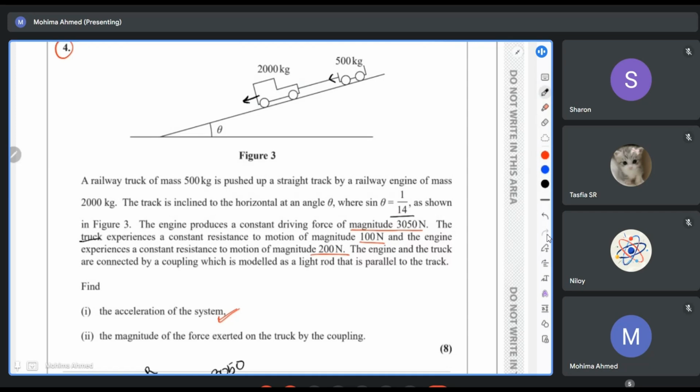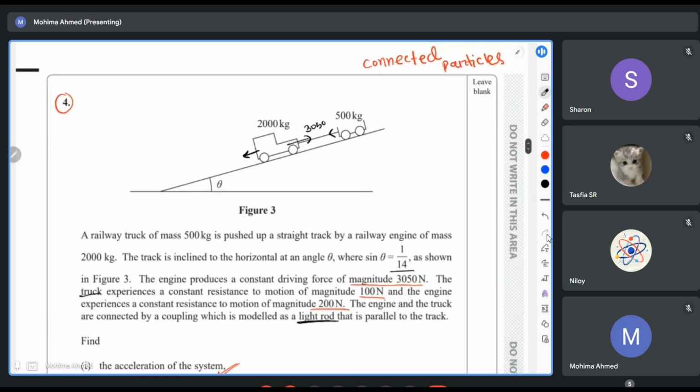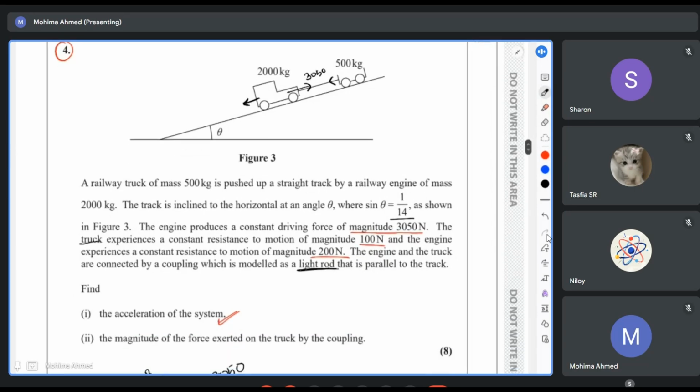It was stated somewhere in the question. I can't find it now, but it was stated that the coupling is now modeled as a rod. That means it's all going to be squished in between them, so the force present in this rod was in the backward direction, and the engine was providing a forward force of 3050. So there will be a forward force of 3050 from the engine in the forward part, and in the backward part there's going to be a coupling force of T again. Okay, I'll consider that as T again.